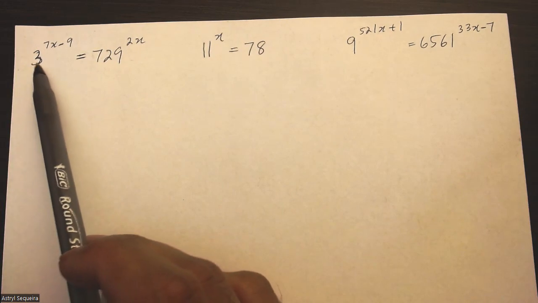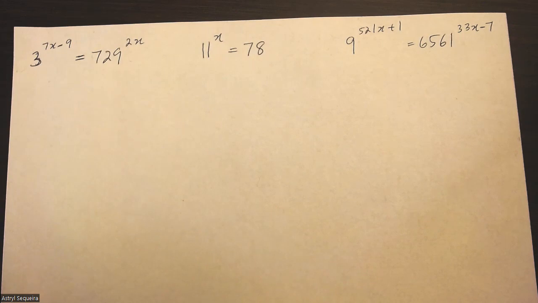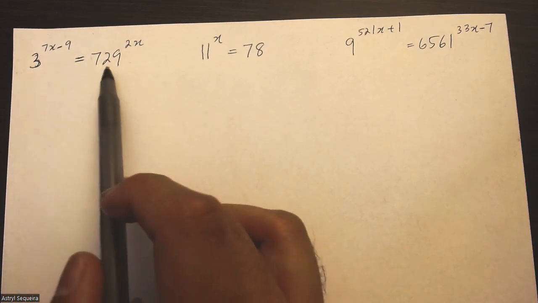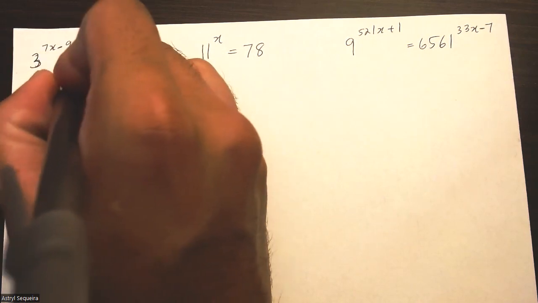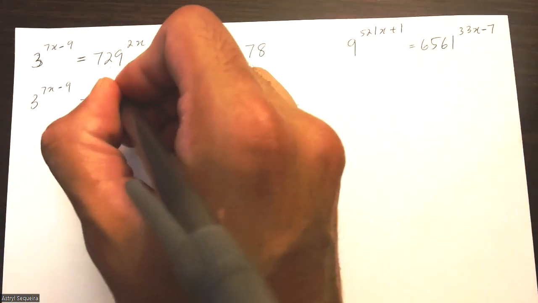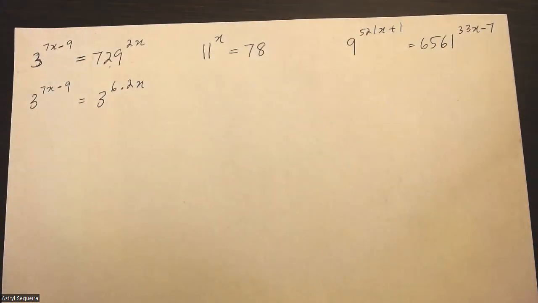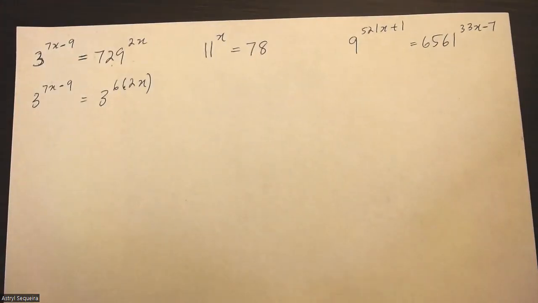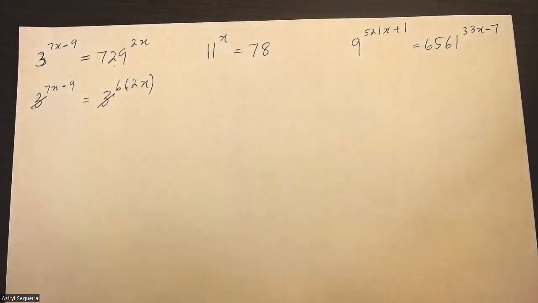In this first question, I have a base of 3 and I have a base of 729. I know that 729, if I use a calculator, 3 to the power of 6 is 729. So I want to make the bases the same. So I'm going to replace 729 with 3 to the exponent of 6. And then I have the times 2x over here. If you want, you can put that in a bracket to make it a bit easier. Now that the bases are the same, I can just cancel the bases and solve for the exponents.